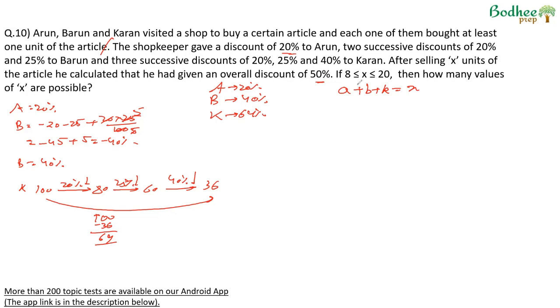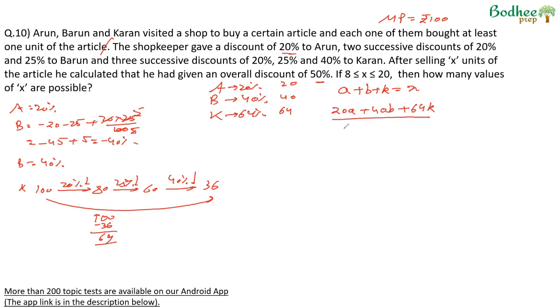Suppose the marked price is rupees 100 for each article. So we can say that the discount that Arun is getting is 20, Varun is getting 40, Karan is getting 64. On A articles, Arun will get a discount of 20A. On B articles, Varun will get a discount of 40B, rupees 40 on each article. On K articles, Karan will get a discount of 64K. This is the overall discount.